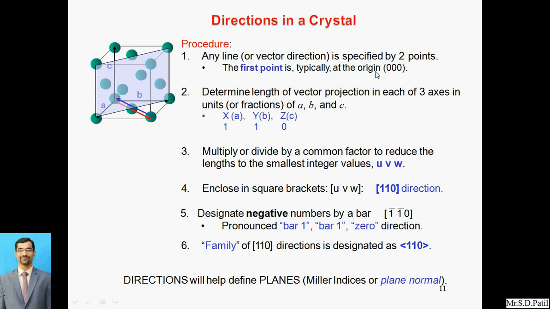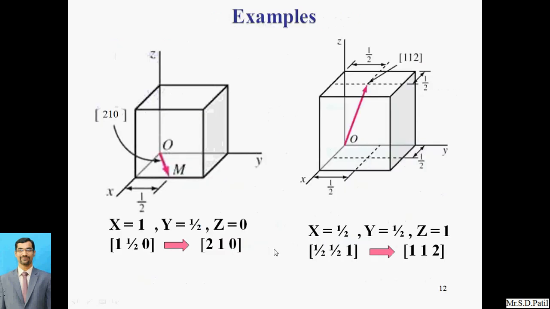So the first point is typically at the origin we are considering, and then the second point moves towards some value in the x, y and z direction, which has units or fractions of a, b, c, that is the vector projections. It is called the length of vector projections. So when we wish to multiply or divide by a common factor to reduce the lengths to the smallest integer values, that is [uvw], which includes the square brackets, that is [uvw], for example the [110] direction. So it is just giving the procedure.